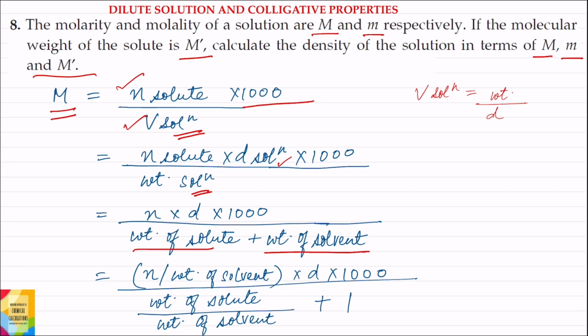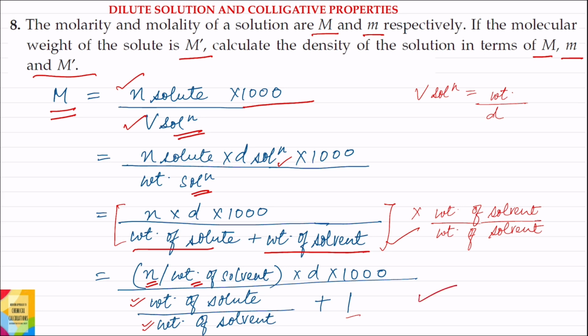Now, multiplying and dividing this whole equation by weight of solvent, we will get moles of solute divided by weight of solvent in the numerator, and in the denominator we get weight of solute divided by weight of solvent, और यहाँ पे weight of solvent divided by weight of solvent हो जाएगा 1. This whole equation multiplying it by weight of solvent and dividing it by weight of solvent, we get this equation. कैसे?